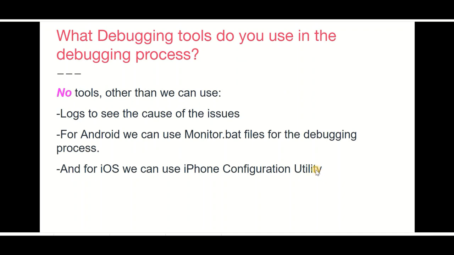Next question, what debugging tools do you use in the debugging process? No tools other than logs, which we can use to see the cause of the issues. For Android, we can use monitor.bat files for the debugging process, and for iOS, we can use iPhone Configuration Utility. So we don't need any standalone or separate tools for debugging the process in Appium.